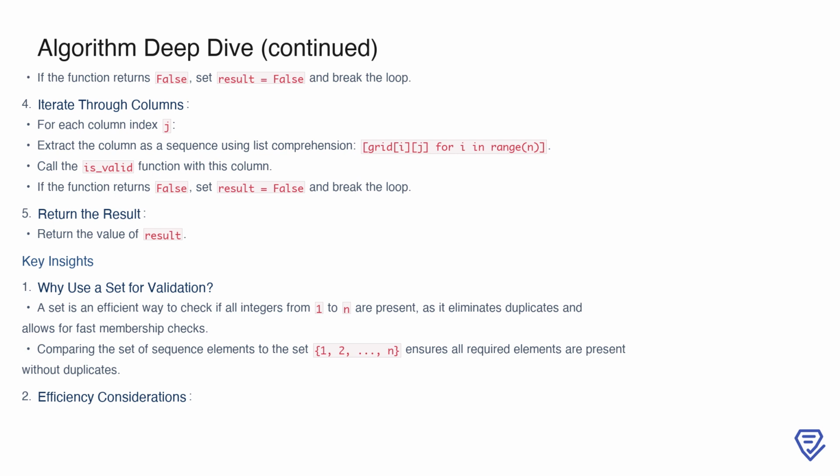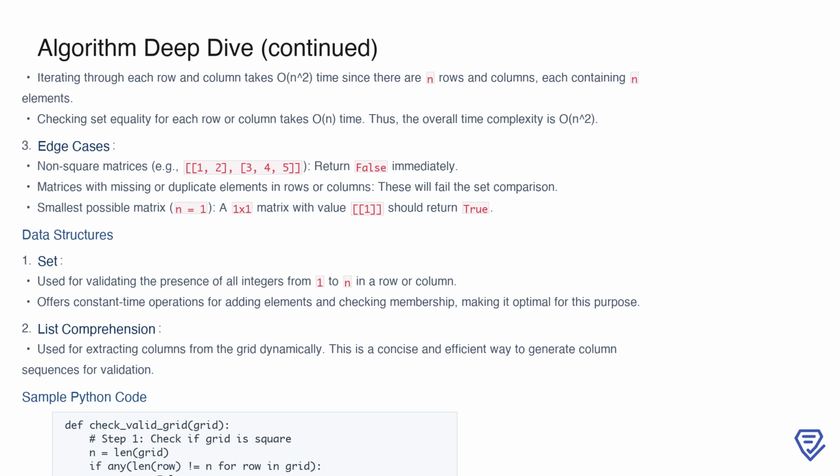Iterating through rows and columns takes n squared time, and the set comparison for each row or column is n, resulting in an overall time complexity of n squared. We should also consider edge cases when implementing this algorithm.